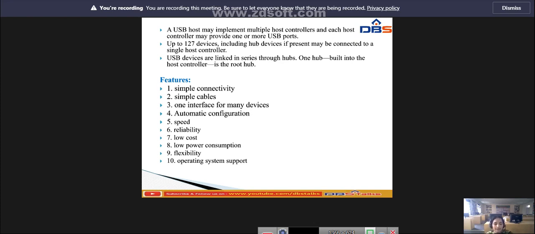Windows 98 was the first Windows operating system to reliably support USB, and its successors such as Windows 2000 support USB as well. Next, coming to IEEE 1394.